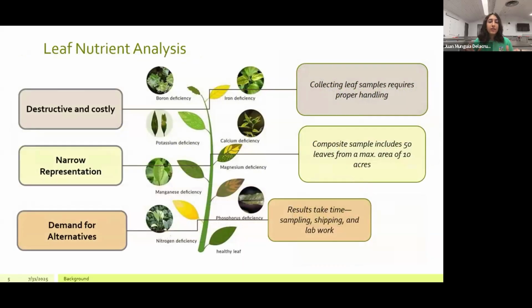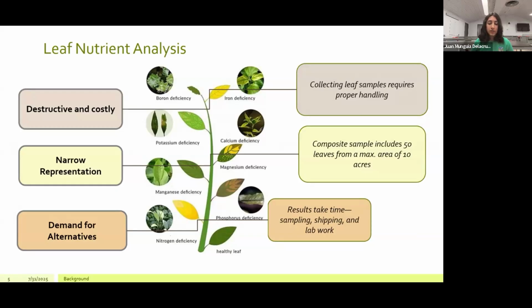So what are some problems with the leaf nutrient analysis, even though it's a well-established method? The first point is that it can be destructive and costly. So during our leaf collection, we had to be very careful with our samples. We also had to keep in mind that they do cause stress in leaves when you're taking away samples.